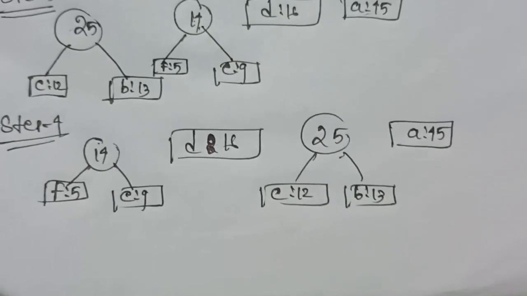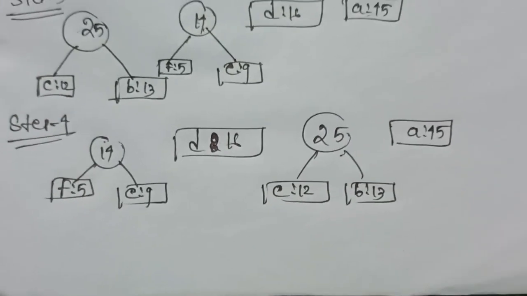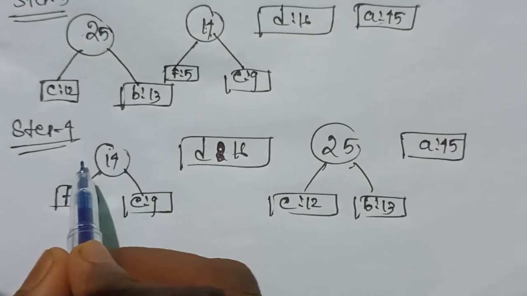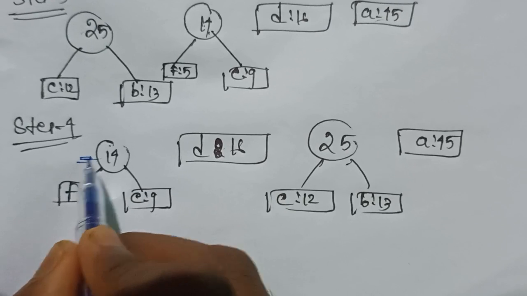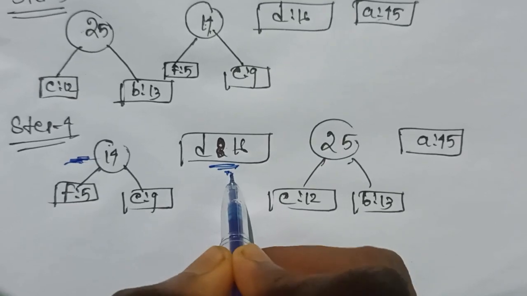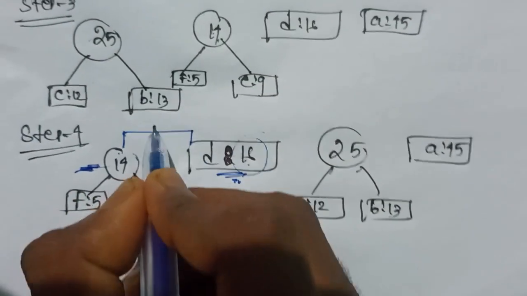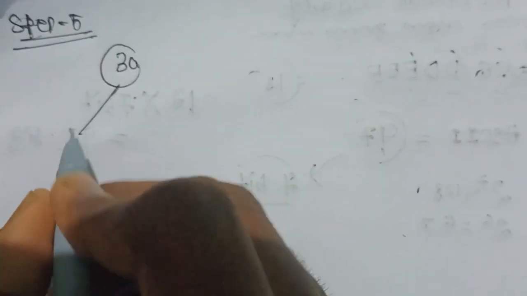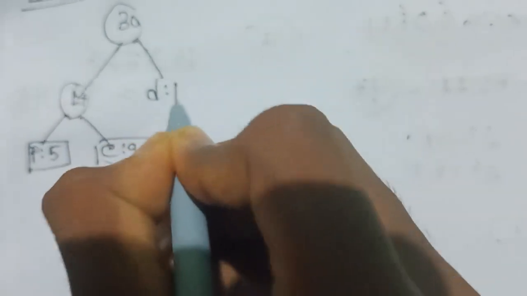Then again we take the least two elements, meaning the least two frequencies. The first least element is what? Here 14, then the second least is 16. So simply we add these two. In step number 5, we draw this 14 plus 16. So what will be the result? 30. And on the left side 14, then F5, here E9, and 30, on the right side D16.